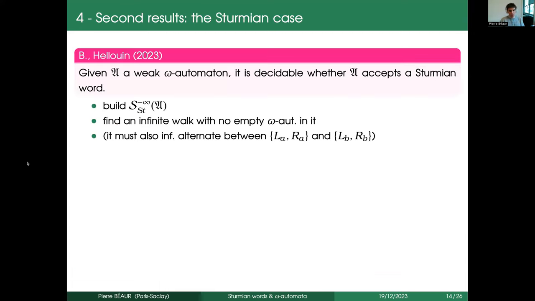So how does it work for Sturmian words? Well, I create this big meta omega automaton, and then I check if there's a walk in it that infinitely alternates between A's and B's. That is easier to find than just a Sturmian walk in an omega automaton, because it's just an omega regular condition to check. And I have to check that every omega automaton in this walk has a non-empty language. This way, it will mean that I can infinitely substitute the language through a directive sequence.